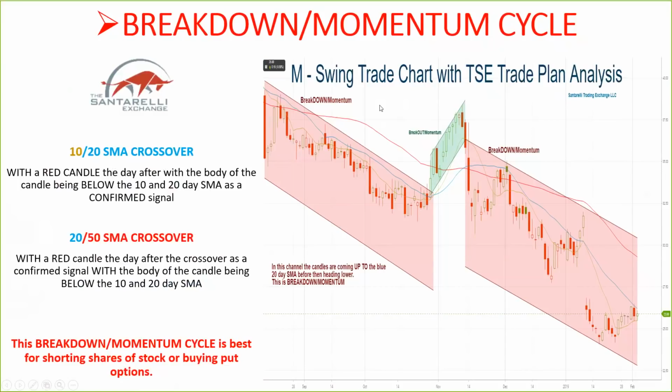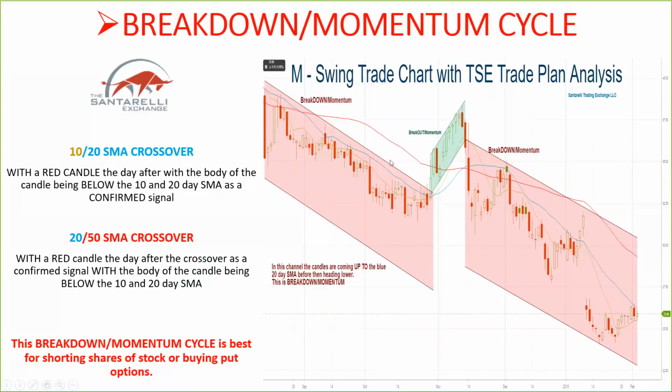So this here is an example of Macy's. You can see this is going all the way back from August until now in February. So it's been in breakdown momentum since August. And then for a brief period of time in November, it had a little breakout here. And guys, this is the beauty of this trade plan. This trade plan captures that move right here in Macy's, and then as soon as you had that 10 crossing above that 20 SMA right here, that's a sign of momentum shifting and a new cycle starting.